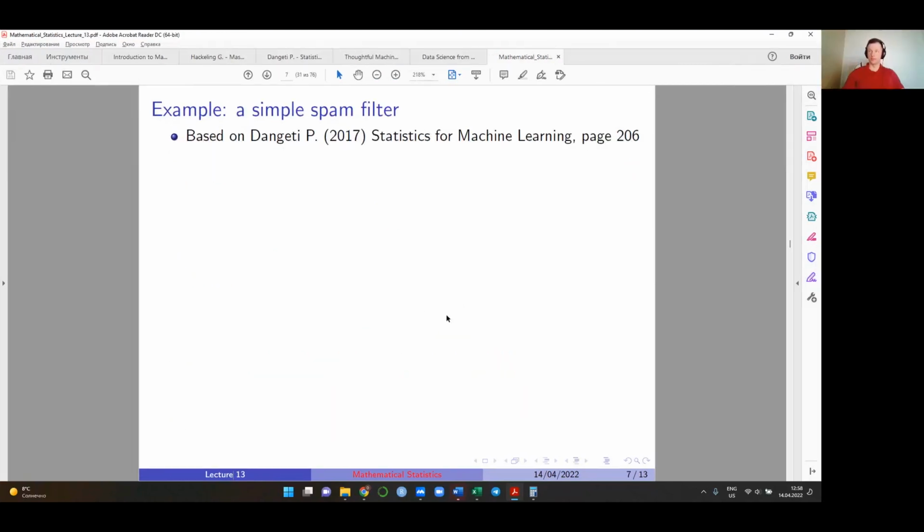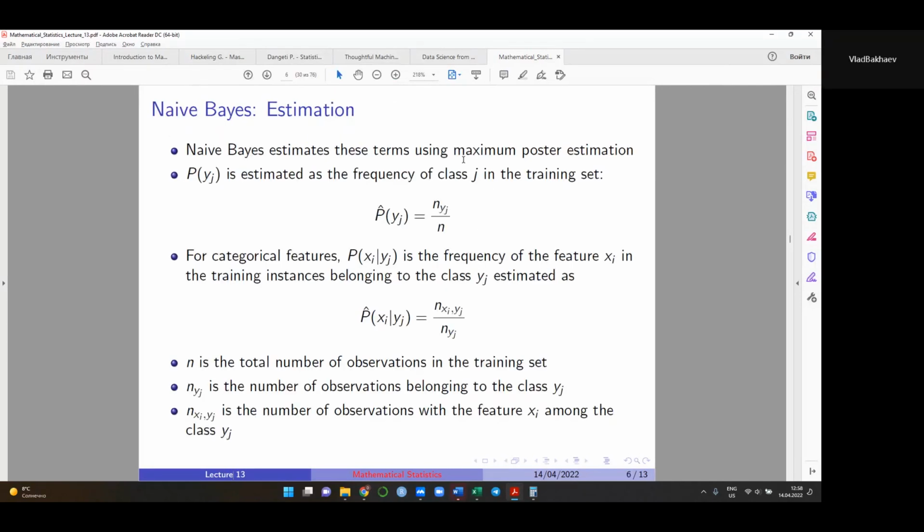So an example. I took this example from another book. So as I promised, sorry, can you go back to the previous slide for a second? Okay, that's all. Thank you.